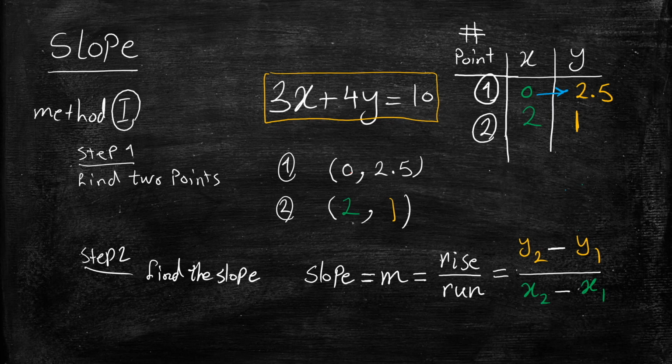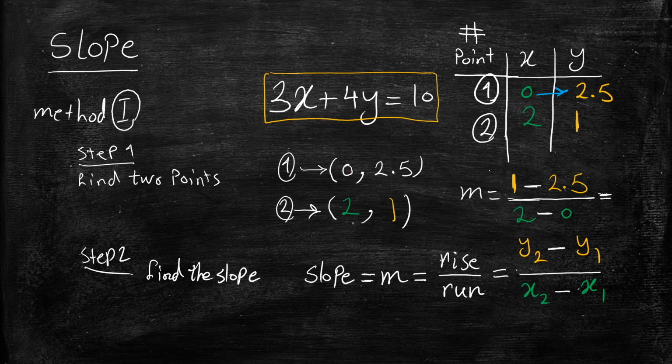So for these 2 points, m equals, what is y2? So this is point 2. The y in point 2 is 1 minus, what is y1? Point 1 is 2.5. So 1 minus 2.5 divided by, rise over run, x2. So x in the point 2 is 2 minus x1, point 1, the x of the point 1 is 0. So 2 minus 0. Now we just solve that fraction and we will have the slope.